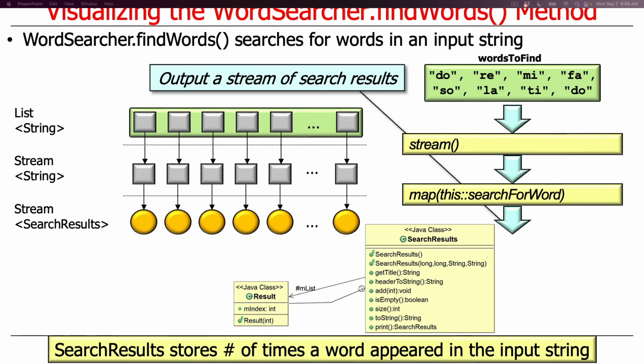What comes as the output of that is going to be a stream of so-called search results. And a search result is a class. Of course, an instance of the class is what will be produced here. And a search result stores the number of times that a word appears in an input string, and it also uses this little inner class called result to keep track of the index where that particular search result was found in the input string. So that's what search results does.